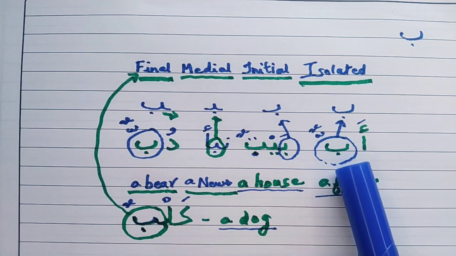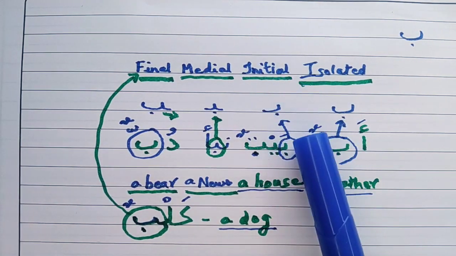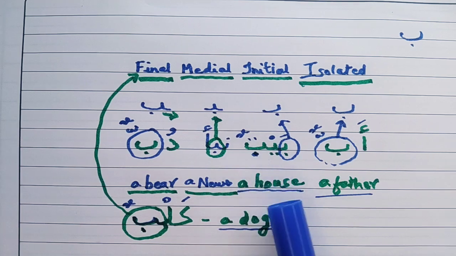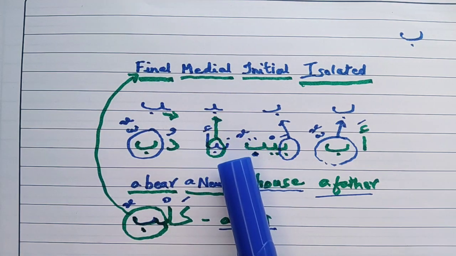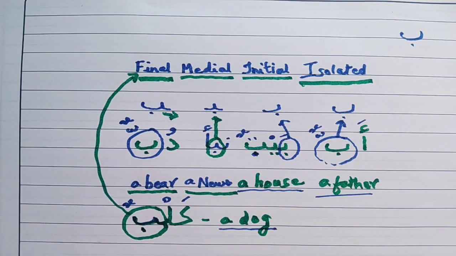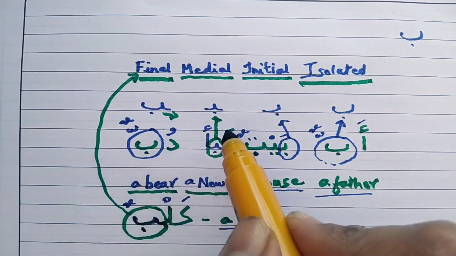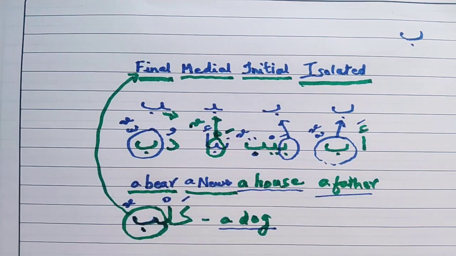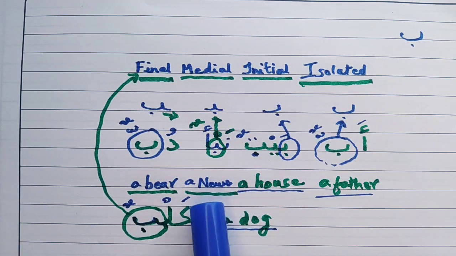And this is its appearance in isolated form of the letter ba. Abun means a father. In initial form, I took an example, baitun, a house. All are indefinite words. In medial form, I took fatha, here it's sukoon, and here dhamma tanwin. So in this medial form, nabun, nabun means news.